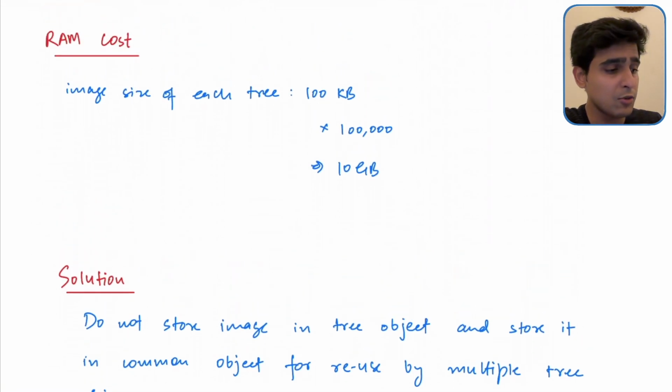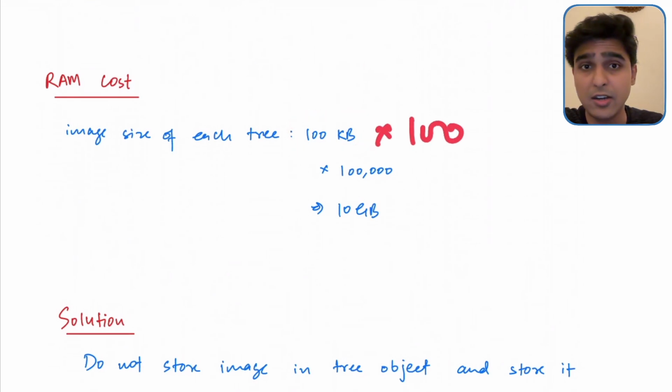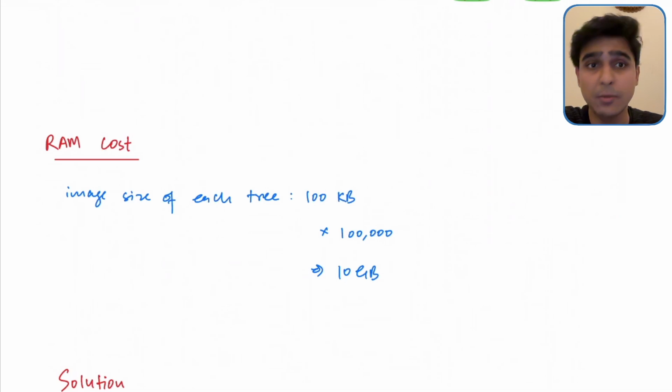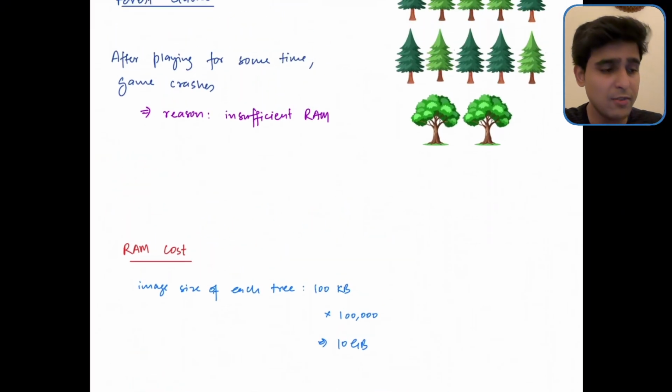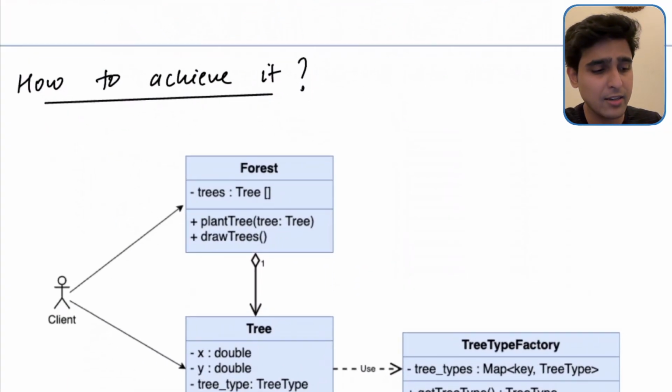In that sense, if we have 100 KB per tree, and even if we have 100 different types of trees, which is way too much, it will only take 10 megabytes of memory rather than the 10 gigabytes we have right now. This is a very intuitive solution everyone would come up with, but that is precisely what the flyweight pattern suggests. So the flyweight pattern formalizes what we would already do if we arrived at such a situation. Let's see how the flyweight pattern achieves this.